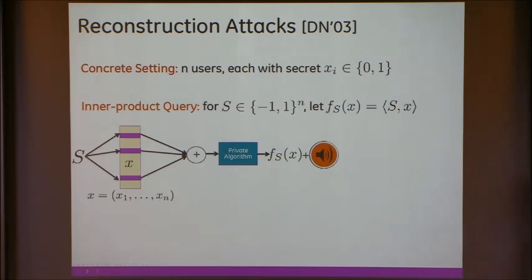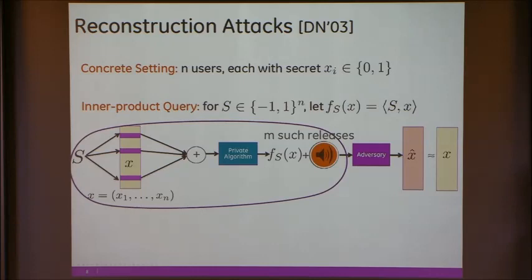And let's say that we don't release one such query, but we release m such queries. So we have s1, s2, to sm, and for each of these vectors, we release the inner product of s with x plus noise. Okay. And the goal of the adversary, given these m releases, is to construct an x hat, which is a good approximation of x.